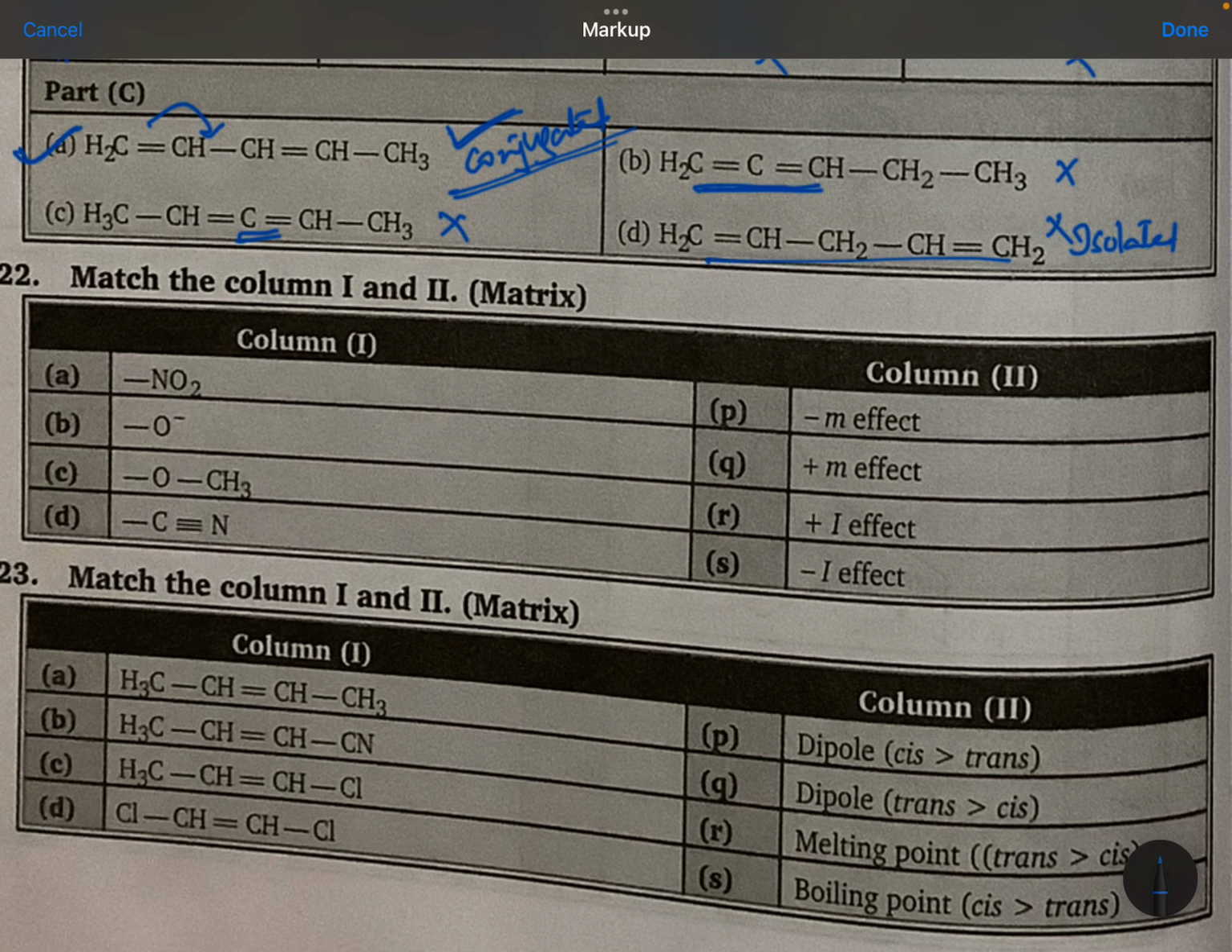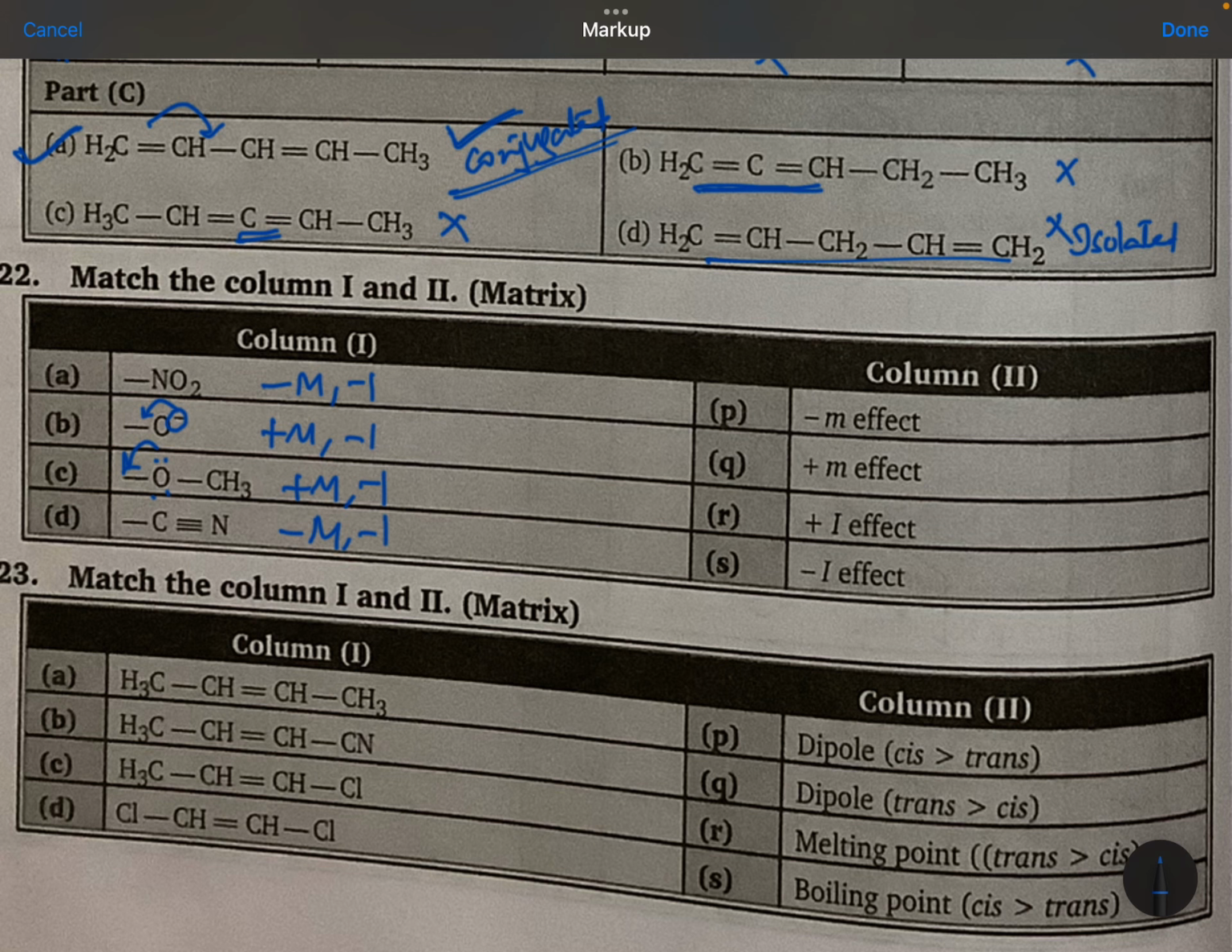Match the column 1 with column 2. NO2 group. What is NO2 group? How does it function? See, NO2 is a minus M group as well as minus I. O minus is there, so it will be giving electrons, so plus M but minus I. Oxygen is having lone pair of electrons, so plus M but minus I. For cyanide, it is electron withdrawing, minus M and minus I.